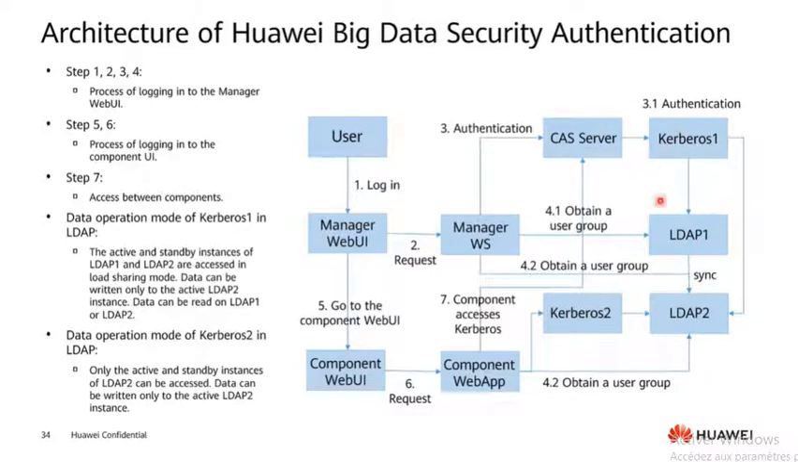So Kerberos 1 and LDAP 1 are suggested to be deployed on the management plane in the OMS, while Kerberos 2 and LDAP 2 are deployed in the cluster directly. But the two sets of structures are independent of each other when doing the authentication identity, or namely, process 4.1 and 4.2 are two parallel processes.